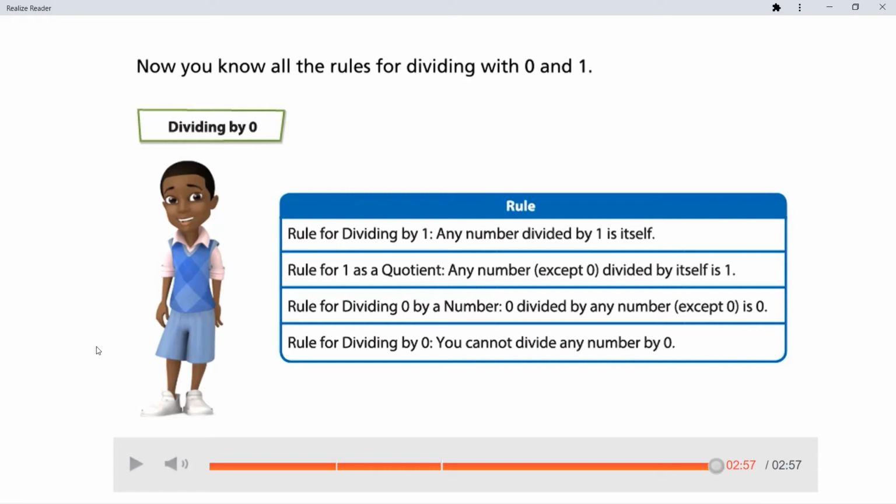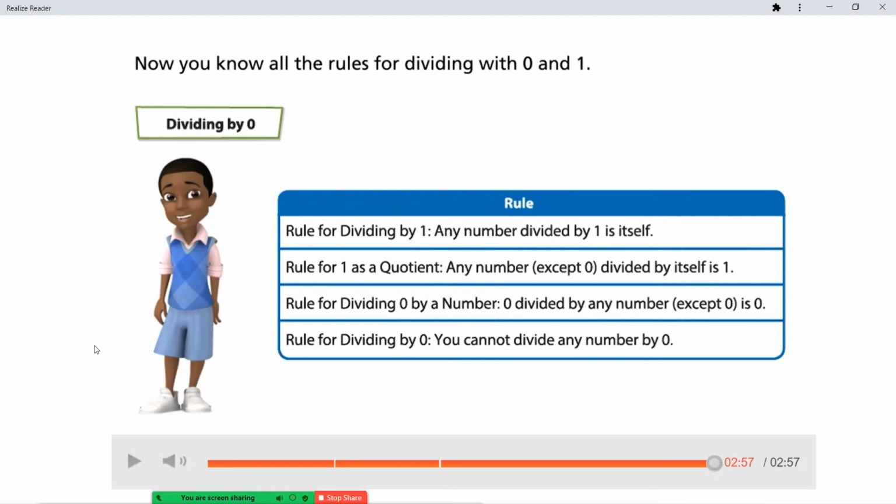So we do the opposite. For our rule for dividing by 1, any number divided by 1 is itself, just like we can say a number times 1 is also itself. The rule for 1 as a quotient: if we have a number, 1 times a number is equal to that number, then that number divided by itself is also going to equal 1. So these are related to your fact family facts. And if we have 0 divided by a number equals 0, we're going to flip that around. So 0 times a number is also going to be equal to 0.